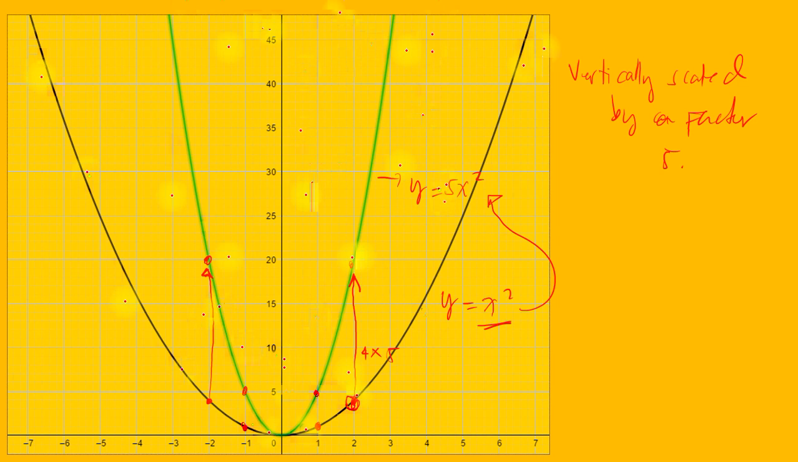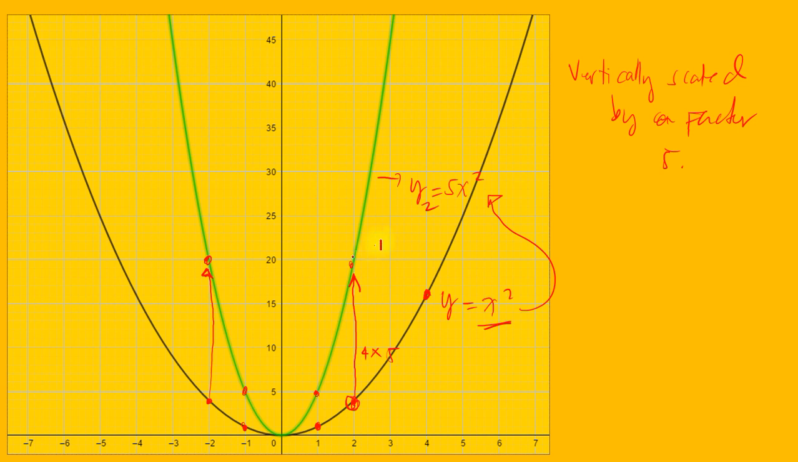So from here, at this 4, the value there is 16. The green graph is what we call the transformed graph or transformed function. Our original graph is x squared and the transformed graph is 5x squared. It is transformed because by just multiplying x squared, we get 5x squared. Let's say y sub 2 equals 5x squared is our transformed function or transformed graph.